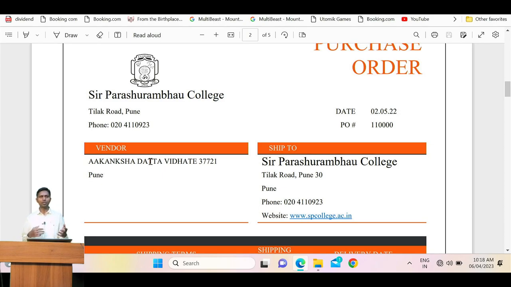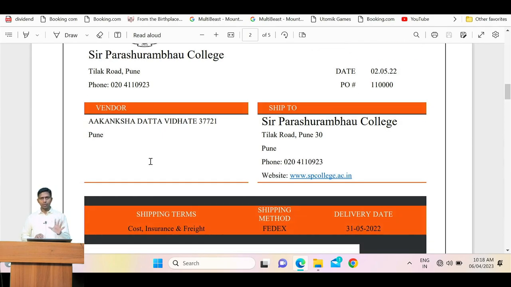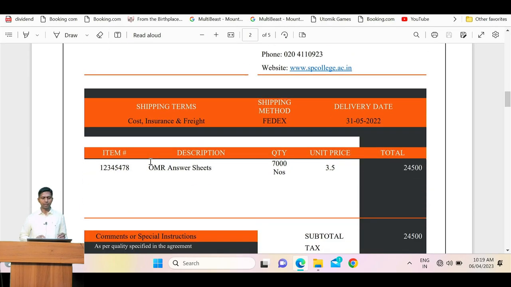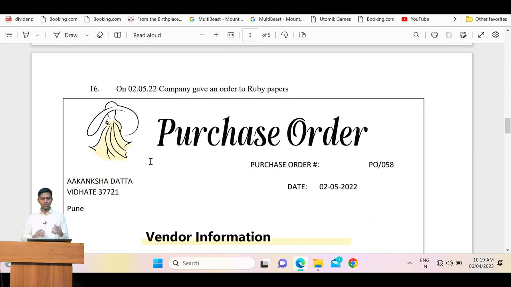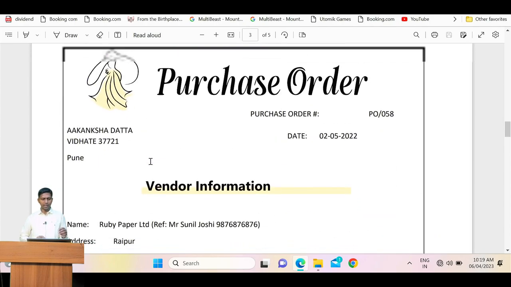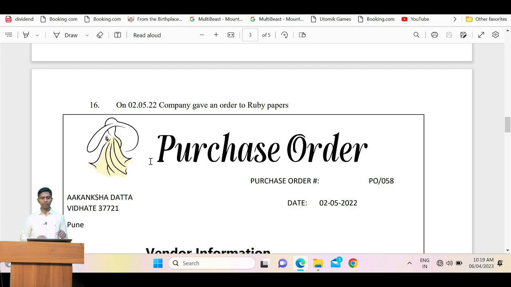That means that shop is selling notebooks as well as providing printing services. After printing, that shop is selling printing jobs. Correct? Understood? You are working in that shop as an accountant. You have got the purchase order, and to fulfill that order, you must purchase some raw material.